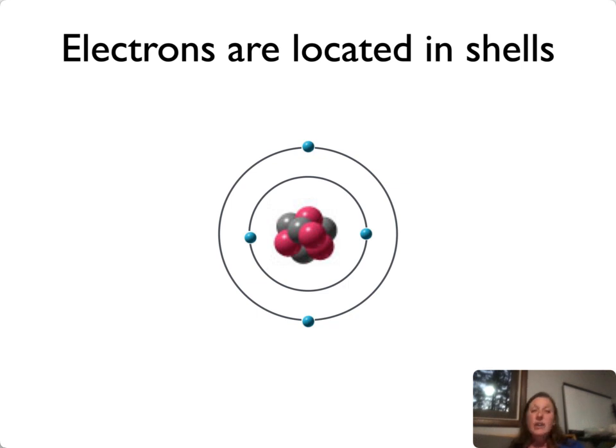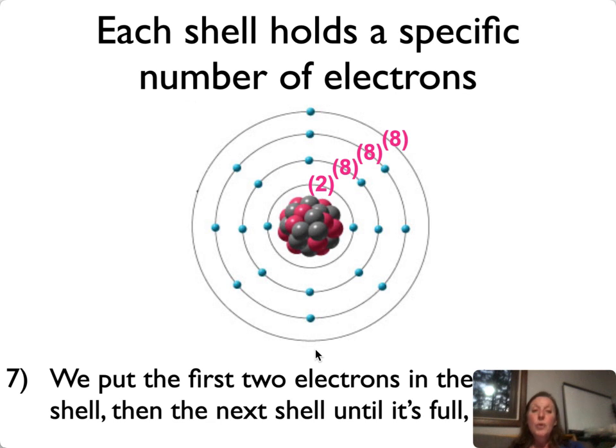Now, electrons are not located in the nucleus of the atom. They are located in these shells, these orbitals. And there are rules about how electrons get put into these shells. Each shell holds a maximum number of electrons. The shell that's closest to the nucleus holds 2. The shells after that each hold 8, at least up to a certain size atom. After that, this rule breaks down, but again, that's for a chemistry class.